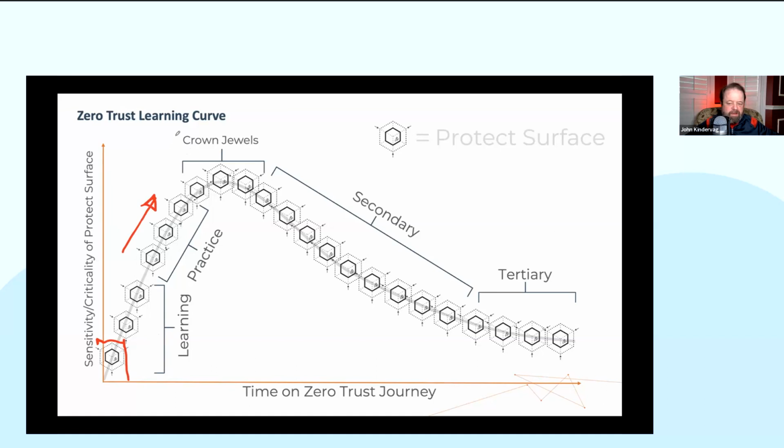Practice, practice, practice. Then pretty early in your journey, you'll be able to focus on your crown jewels, your high value assets, your keys to the kingdom. You may not want to start there if you don't fully understand it. Then over time, you'll retrofit other things into there. But of course, everybody gets to define the threshold where stuff isn't sensitive enough to go into zero trust. Not everything should be protected in the same way.